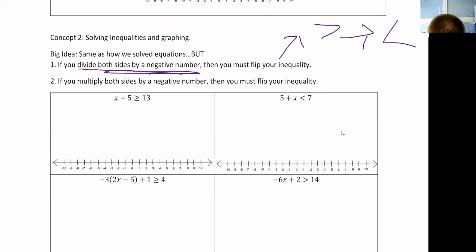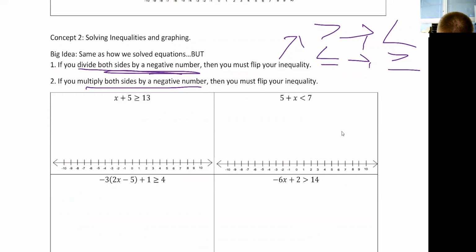If you had, let's say, less than or equal to, well, now it's going to be greater than or equal to. So if you divide by a negative number or multiply both sides by a negative number, you've got to flip your inequality. So just be careful of that when you're doing problems. It's an easy thing to miss if you're not really thinking about it.